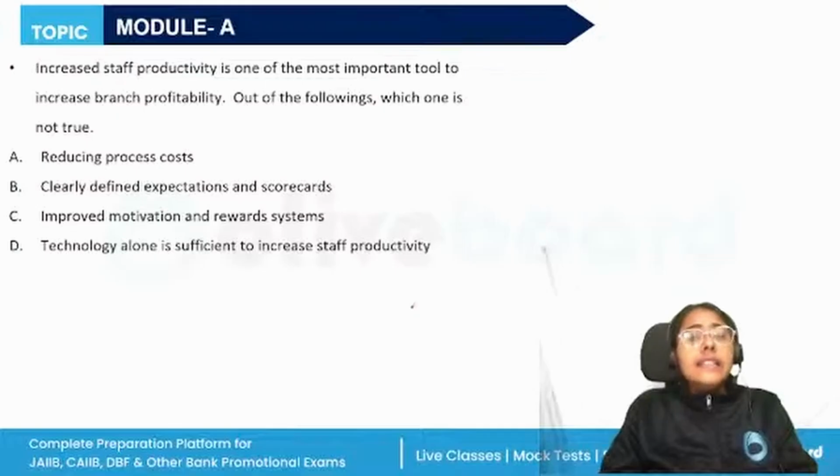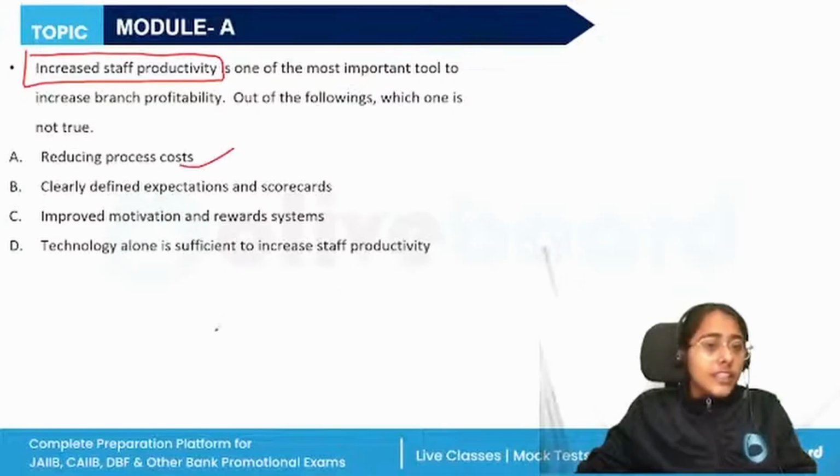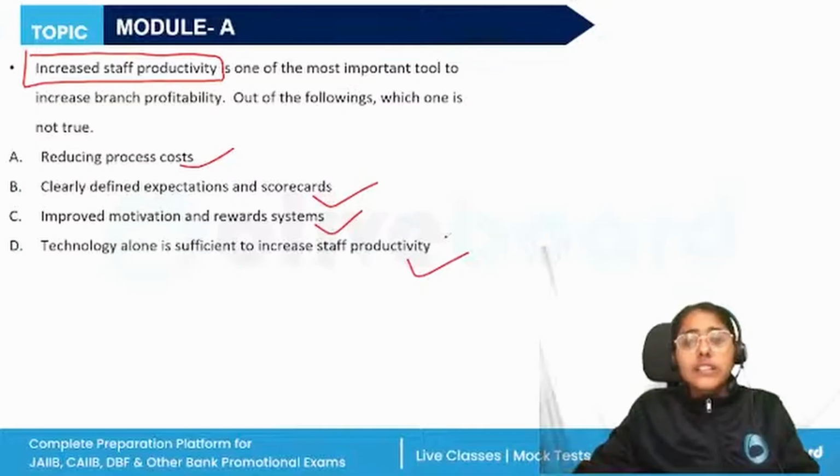Next, increased staff productivity is one of the most important tools to increase branch profitability. All right, we are given a statement. Then out of the following, which one is not true? Basically, which of the following is not an impact of increased staff productivity? Does it lead to reduced processing cost, or clearly defined expectations and scorecards, improved motivation and reward system? Technology alone is sufficient to increase the staff productivity. Very obviously, we know the correct answer.